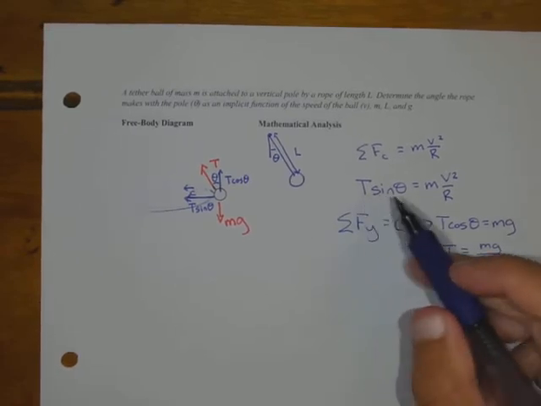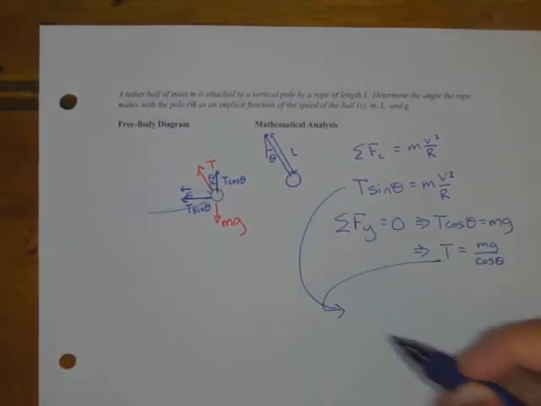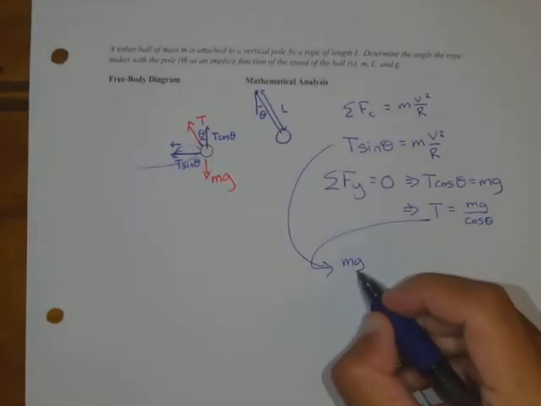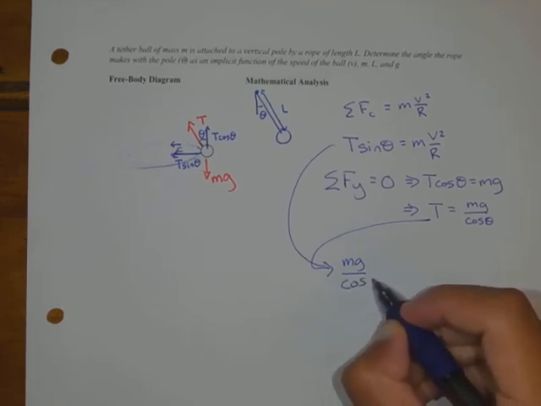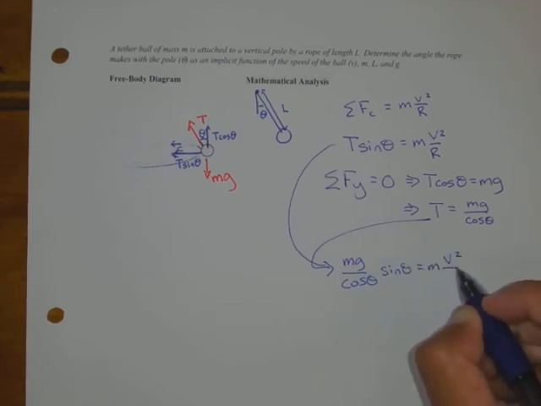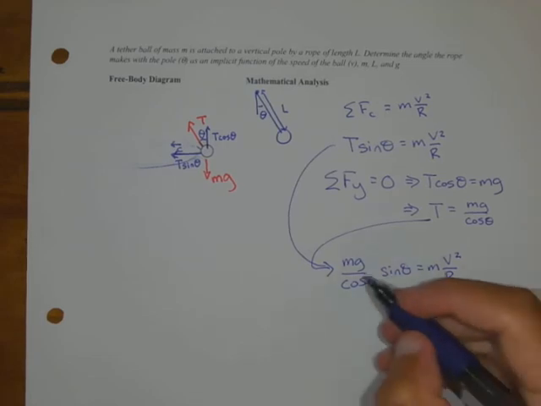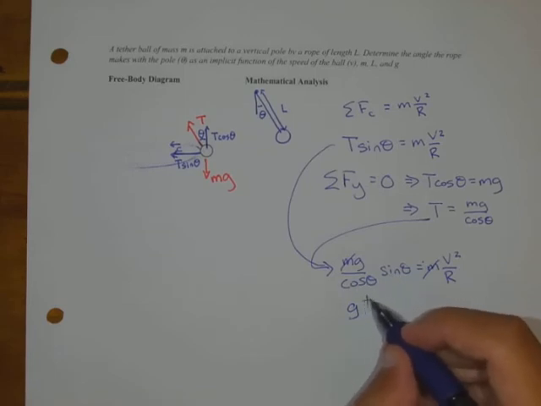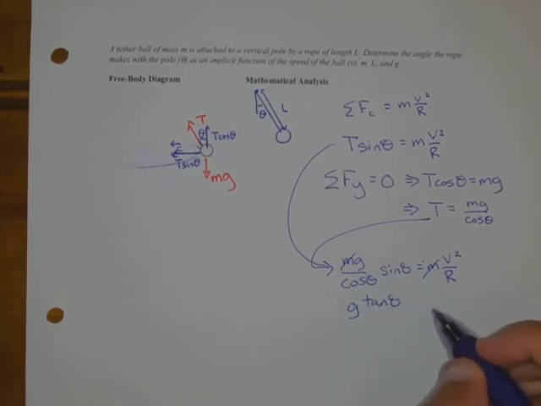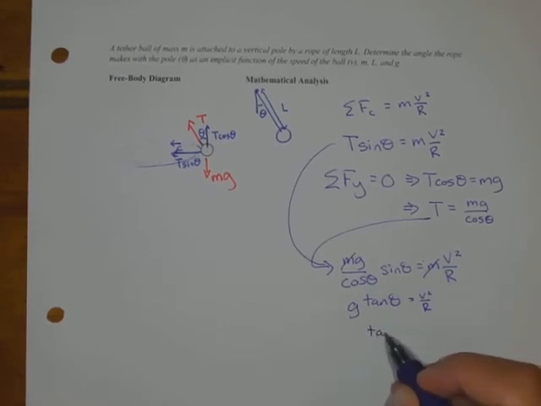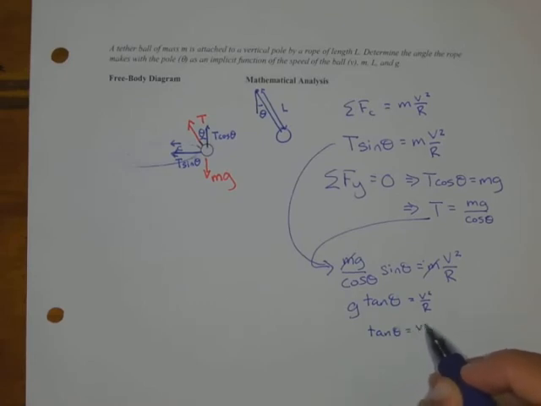I can take this and put it in for T up here. So putting those two equations together, I have mg over cosine theta times sine theta is equal to mv squared over r. Can cancel out an m on both sides. I can call sine theta over cosine theta tangent theta, and I'm going to rewrite this as tangent theta is equal to v squared over r times g.